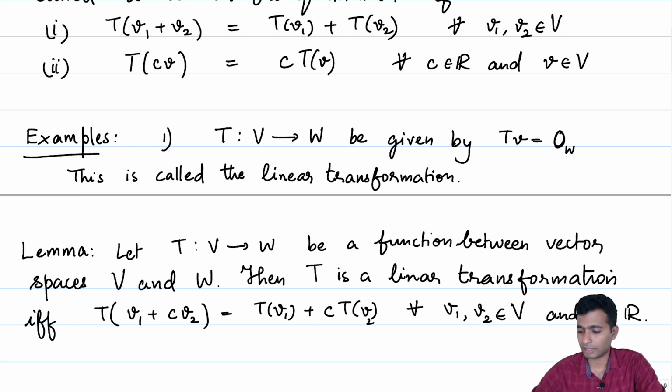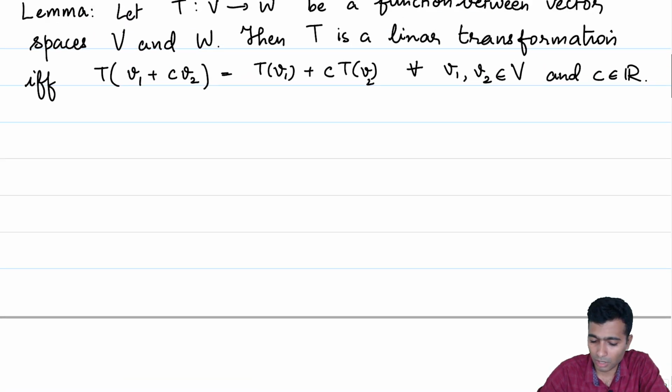So, I will just leave this as an exercise. It is quite straightforward. You have to show both sides here. If T is a linear transformation, you should show that T of V1 plus C V2 is equal to T of V1 plus C times T of V2 for all V1, V2 in V and C in R. And similarly, the converse would be if T is satisfying this, prove that these two conditions of a linear transformation are satisfied. Okay.